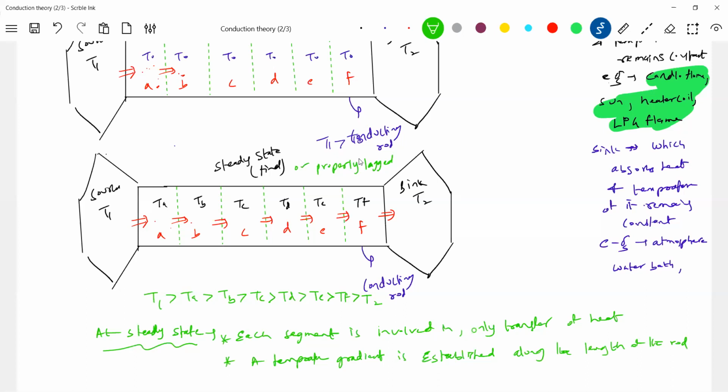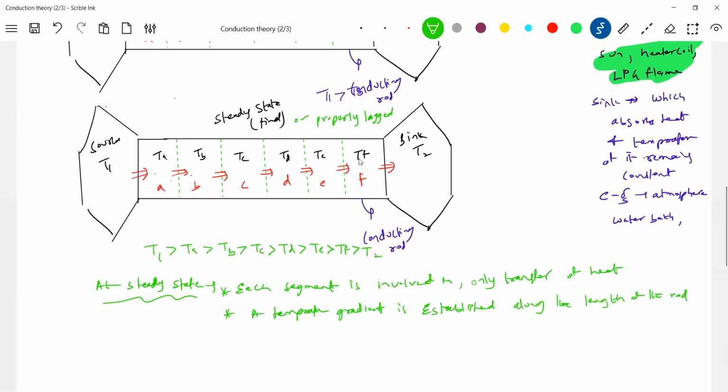And as we move from source to sink, what will happen? Temperature decreases. As we move from source to sink, the temperature will decrease. T1 greater than T2. So it's very clear now. What is the steady state? They just absorb heat, finish. They are involved only in transfer of heat.